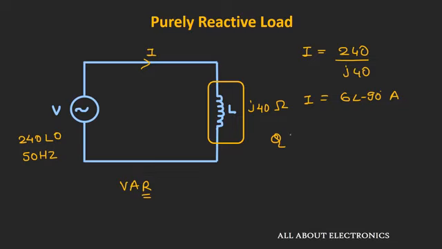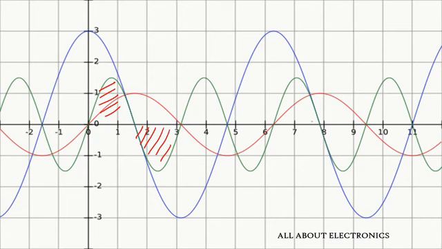So in our case, the value of Q will be the product of voltage and current, that is 240 volt with 6 ampere current. So the value of Q will be equal to 1440 VAR. Now so far we have discussed that this reactive element is purely inductive, but the same is true if we have a capacitive load. In case of a capacitive load, the current will lead the voltage by 90 degree. But if you see the waveform of power, it will remain the same. So the effective power which is being absorbed by this reactive element will remain zero.